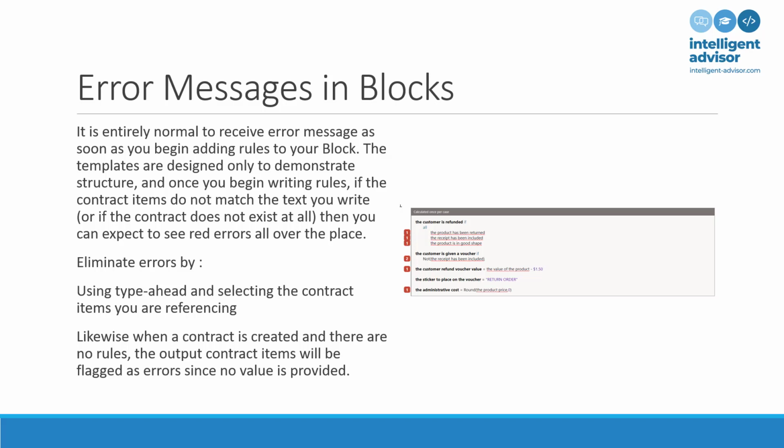But in any case, if you haven't created contract items, or if you mistype something in your block, or if the contract hasn't been made at all, then you're going to see red errors. And you're going to eliminate red errors by using type ahead, which allows you to select the contract item, or you're just going to pay attention and make sure that you have the same spelling.